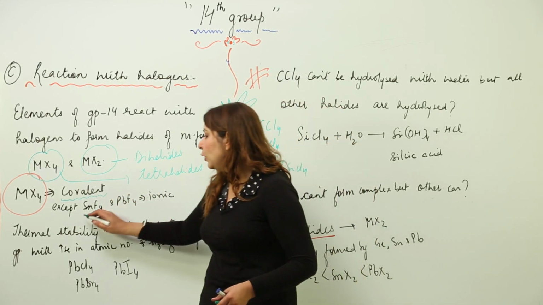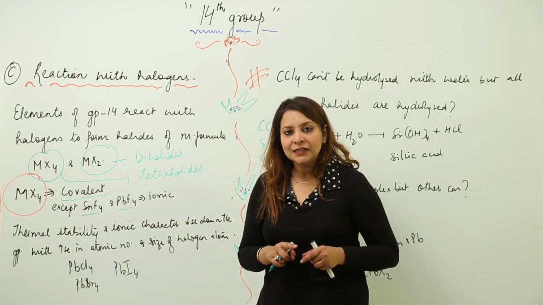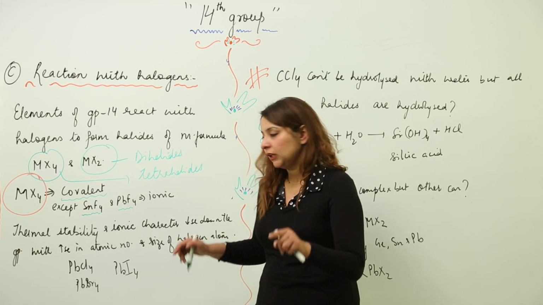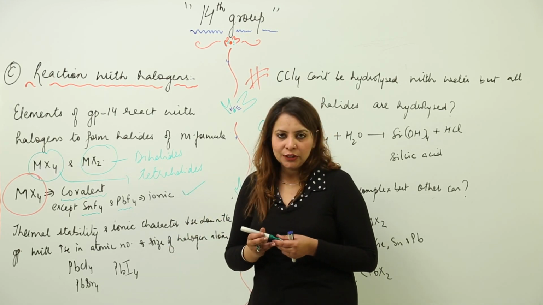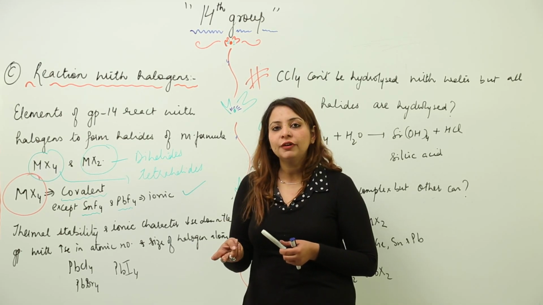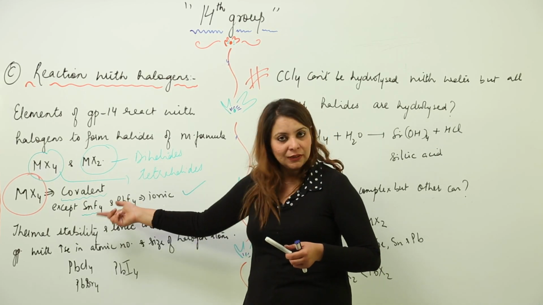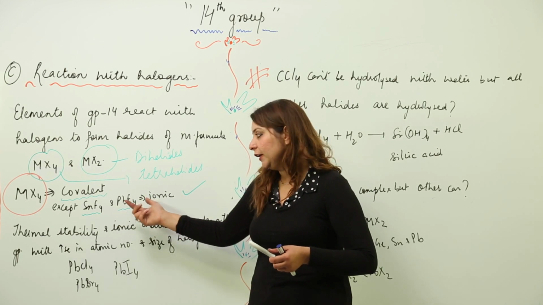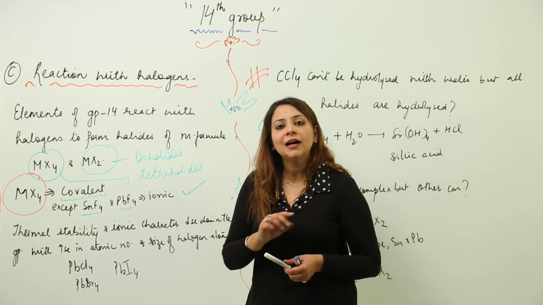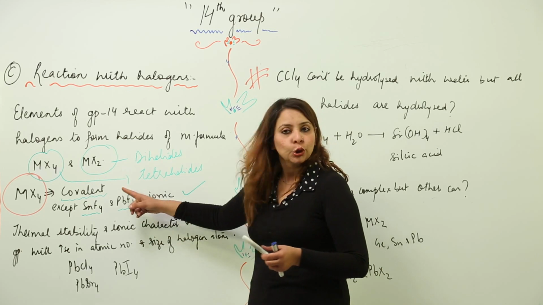But if we talk about SnF4 and PbF4, because there is a large electronegativity difference, the bond formed by tin and lead, particularly with fluorine, is ionic in nature. This you need to remember. And what is the reason? Because whenever there is a large electronegativity difference, we know that the bond formed is ionic. That kind of difference is seen when tin and lead combine with fluorine. Therefore the bonding is ionic. Otherwise, with all the other halogens, the tetrahalides are covalent.